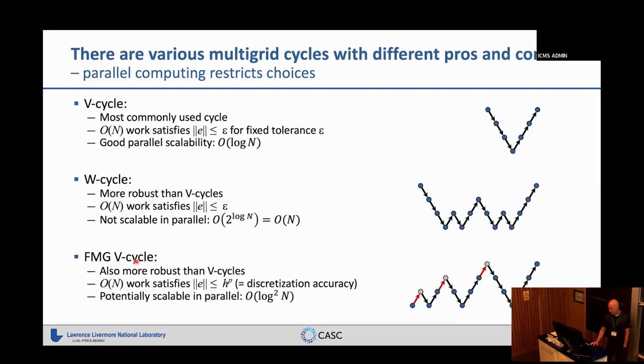And an interesting thing about the FMG is that you can solve to discretization accuracy with O of n work. But it's very hard to construct a method that actually does this. So it's an interesting research topic, especially if you want to. There are also ideas we've had in the past about how we might be able to get this log squared n down to log n in parallel. I'd like to go back to that topic at some point.